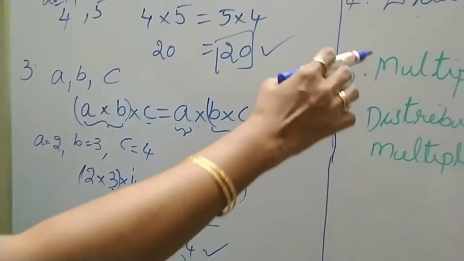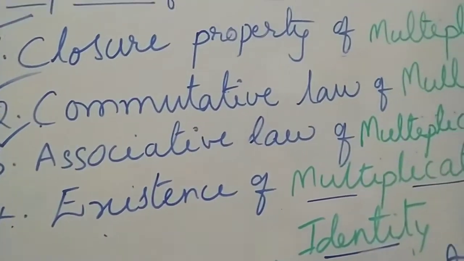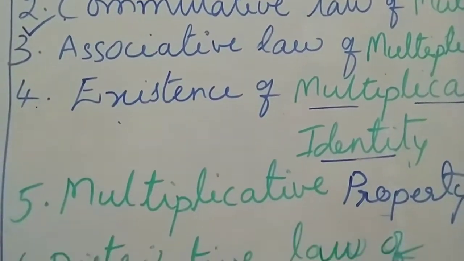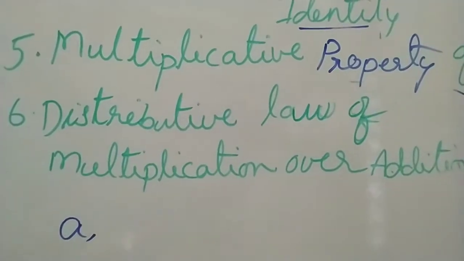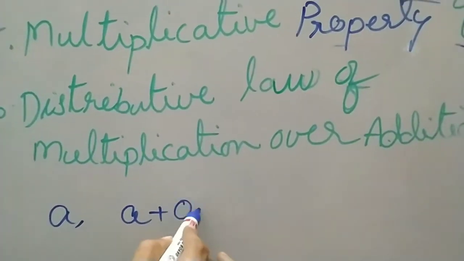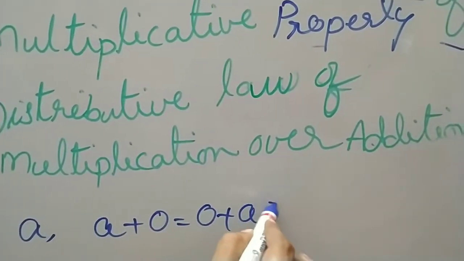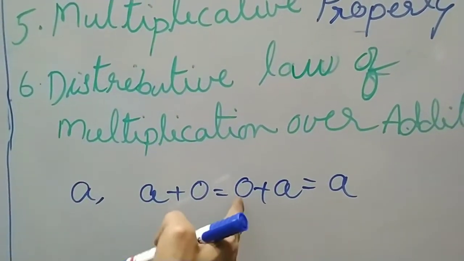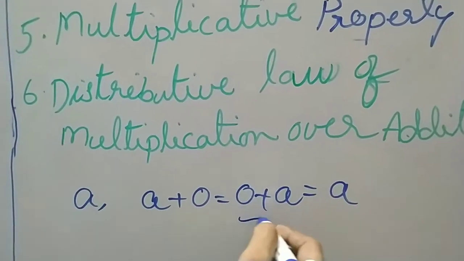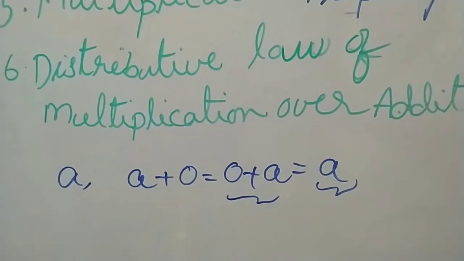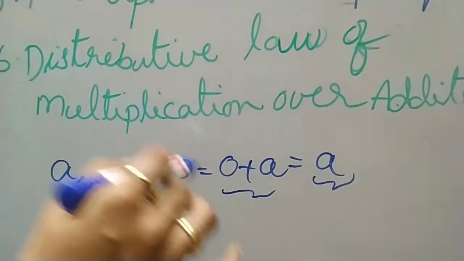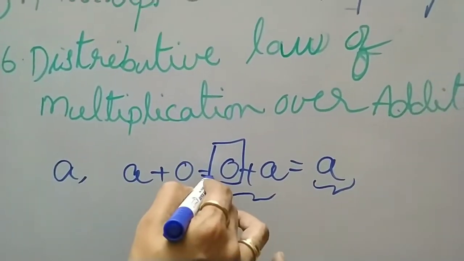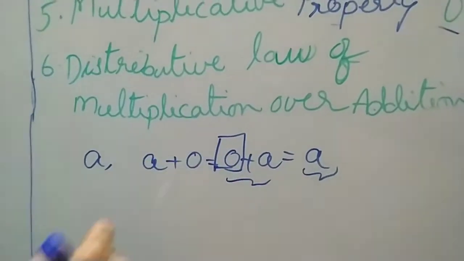Now fourth one, existence of multiplicative identity. In addition, what is additive identity there? Take any whole number a, a plus 0 equal to 0 plus a equal to a. If you add 0 first and after that a, like that also you will get that number only. Any number, if you add 0, you will get that number only. So this is additive identity here, that is 0.